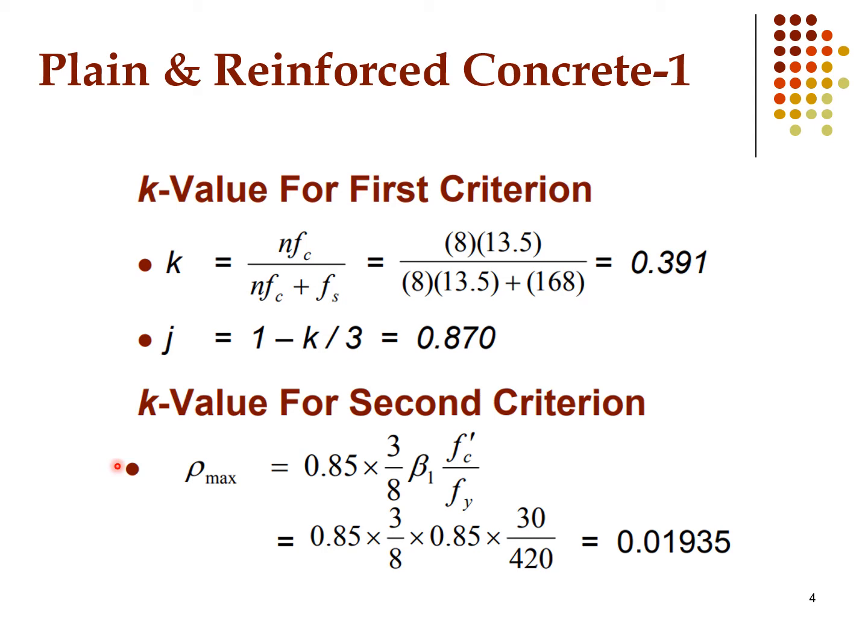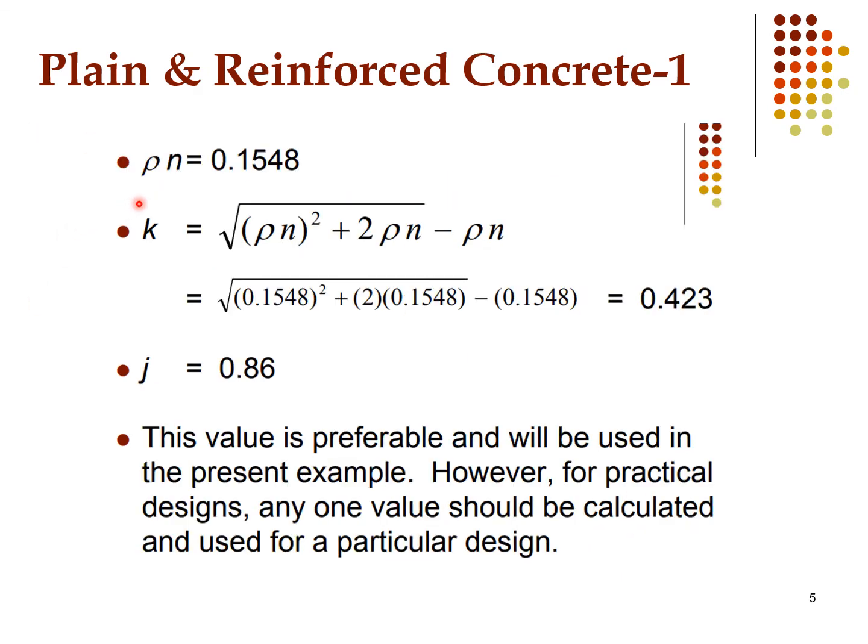There is another formula for k. For that we need to calculate the rho value. We can assume that rho is equal to rho max, the reinforcement ratio, which is 0.85 beta 1 f'c over fy. Beta 1 is equal to 0.85. If we plug in the values, we will get rho equal to 0.01935. Now rho n is equal to 0.1548. This is the formula for rho which we developed previously.